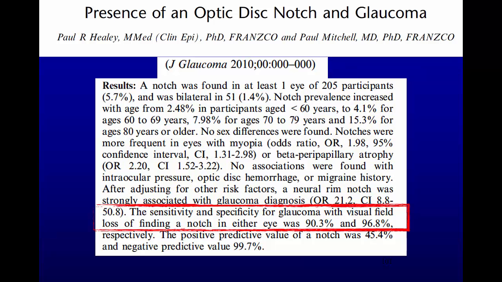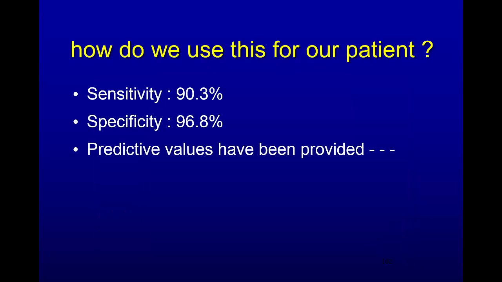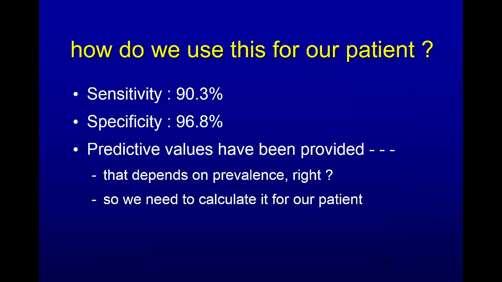So, we search the literature, and there is data there on a disc notch. And from the Blue Mountain study, they have provided the sensitivity and the specificity of a notch. What's the sensitivity and specificity of a notch? How do we use it for our patient? The sensitivity is 90, the specificity is 97. Predictive values have been provided, they have calculated and provided it, but that's not what we need. That depends on the prevalence, and so what's it for your patient? We need to calculate it for our patient.